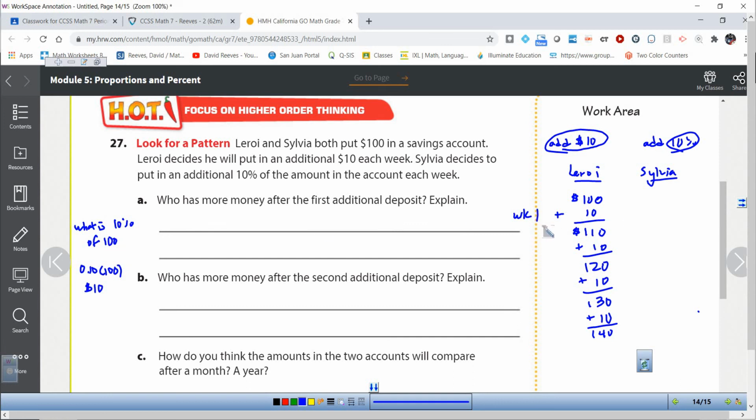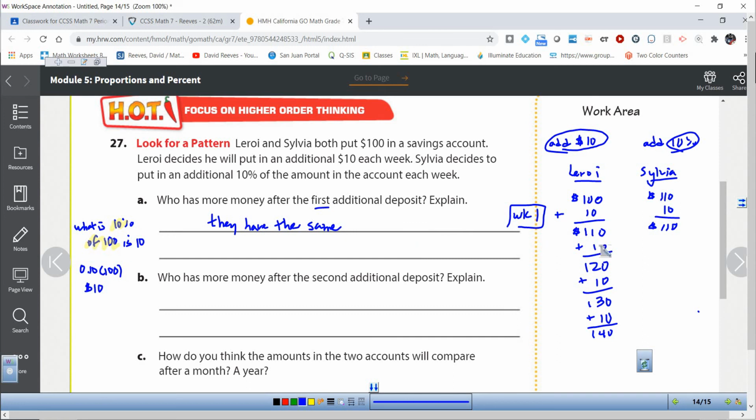So for week 1, Sylvia also adds $10. So at the end of week 1, guess what? They have the same amount. So who has more money after the first additional deposit? They have the same, because 10% of 100 is 10.